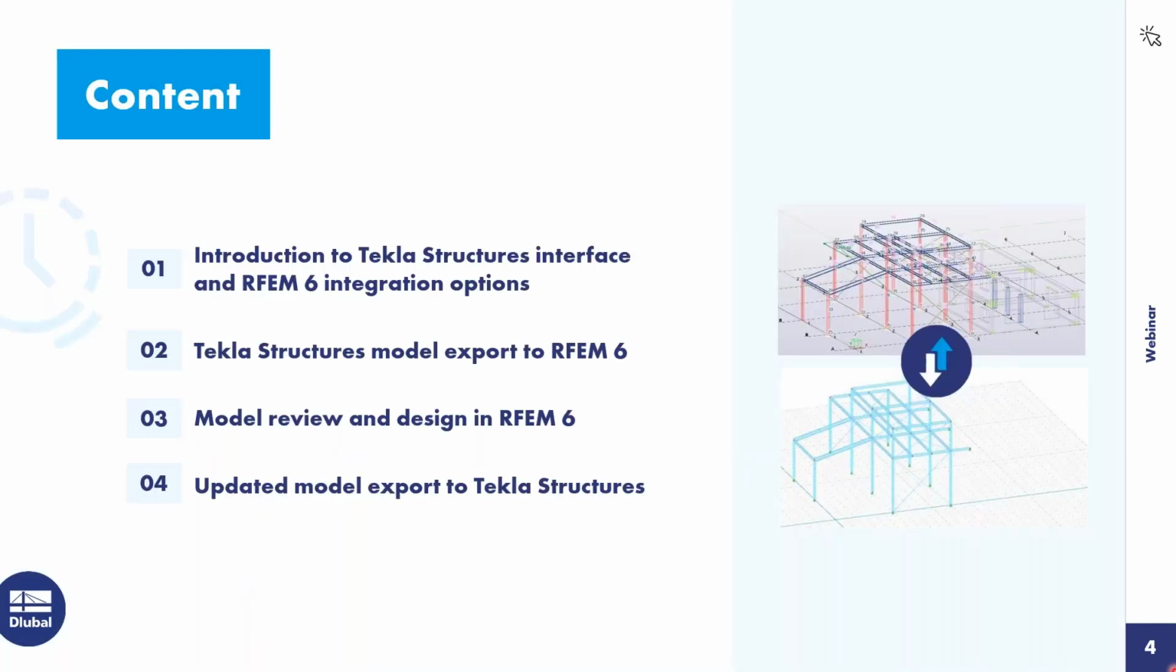As far as the content over the next hour today, we do want to begin with a brief introduction to the Tekla Structures interface, as well as the RFEM 6 integration options. We'll spend some time there before moving on to our first example. For this, we'll begin in Tekla Structures, where we will export the model out to the FEA program RFEM 6. So once in RFEM, we'll take a look at the model. We will design a few members and optimize them. After those changes are made, we'll take that updated model and export back out to Tekla.